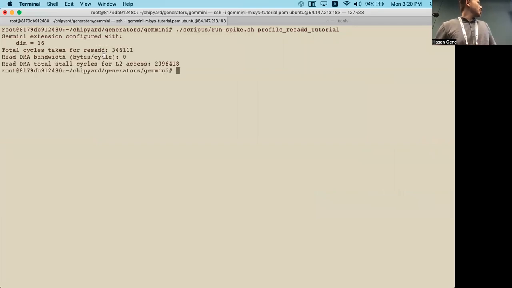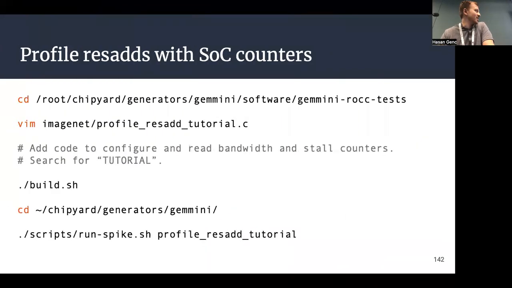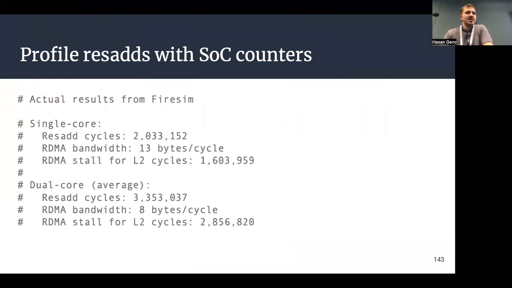So the actual performance SoC counter values on Spike will not be accurate because this is just for functional correctness, really. You'd have to run it on Verilator. That would take a few minutes. So we've already run it on Verilator for you guys. But you would do it with the same command, just run Verilator instead of run Spike.